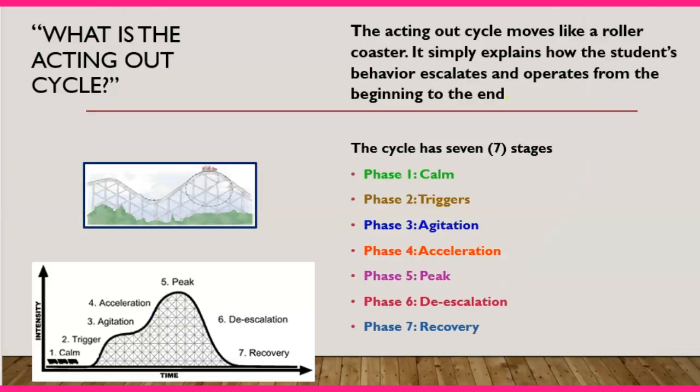What is the acting out cycle? The acting out cycle moves like a roller coaster. It simply explains how the student's behavior escalates and operates from the beginning to the end. In the acting out cycle, there are exactly 7 stages.